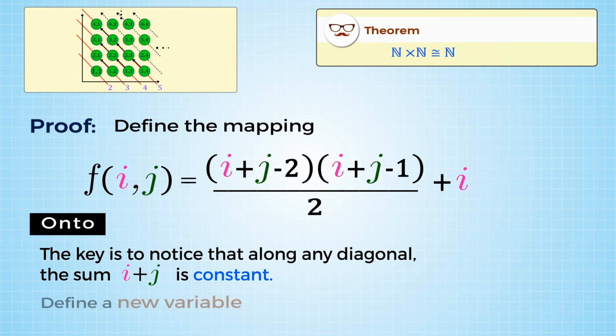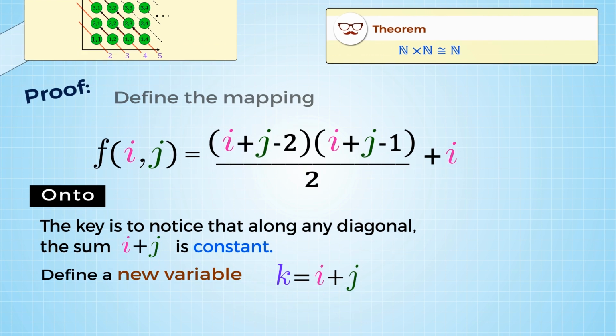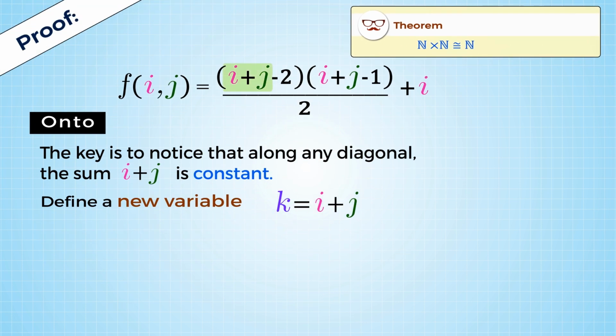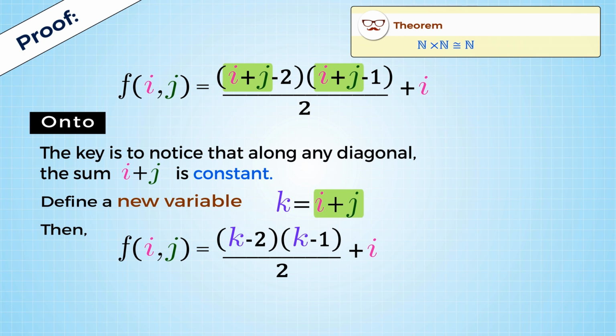So to make life easier, define a new variable, k equals i plus j. Then, f(i,j) is equal to (k-2)(k-1)/2 plus i, where 1 is less than or equal to i less than or equal to k-1.